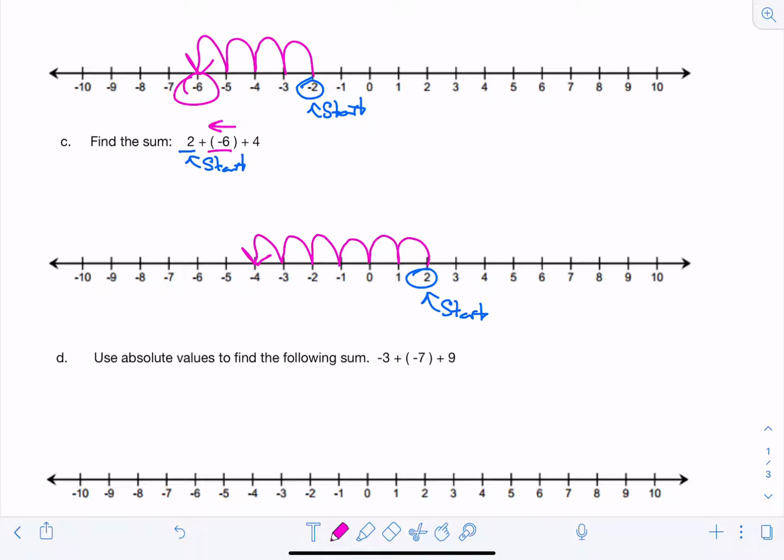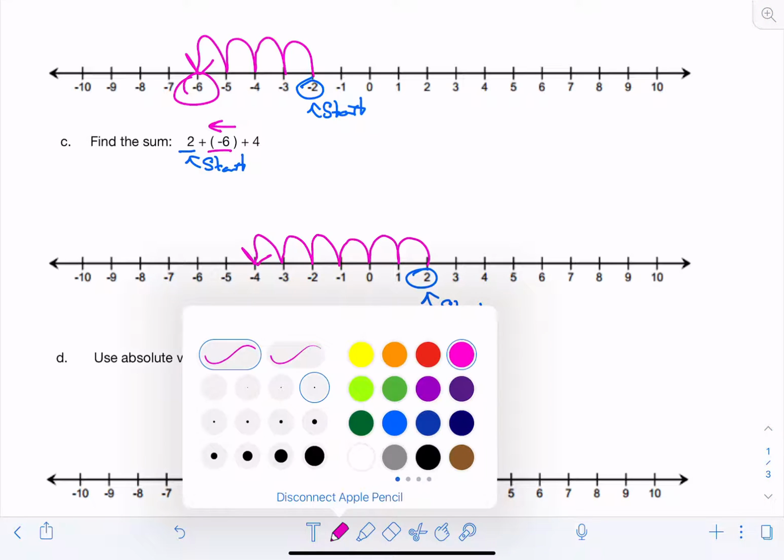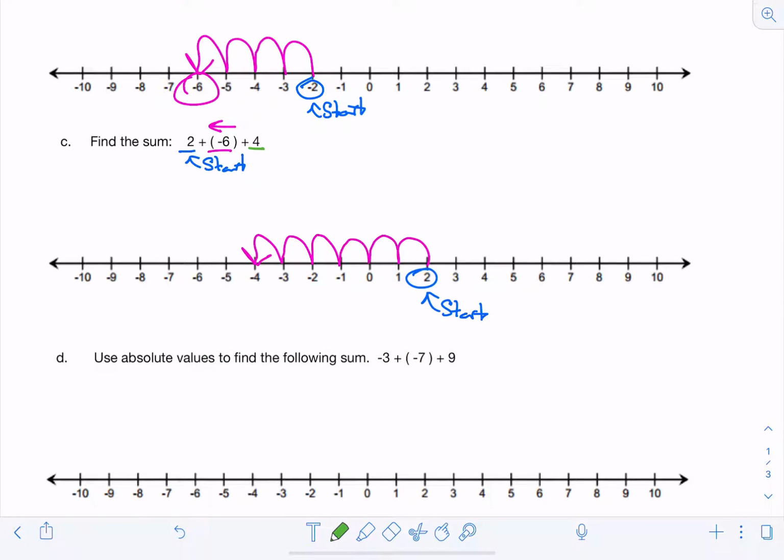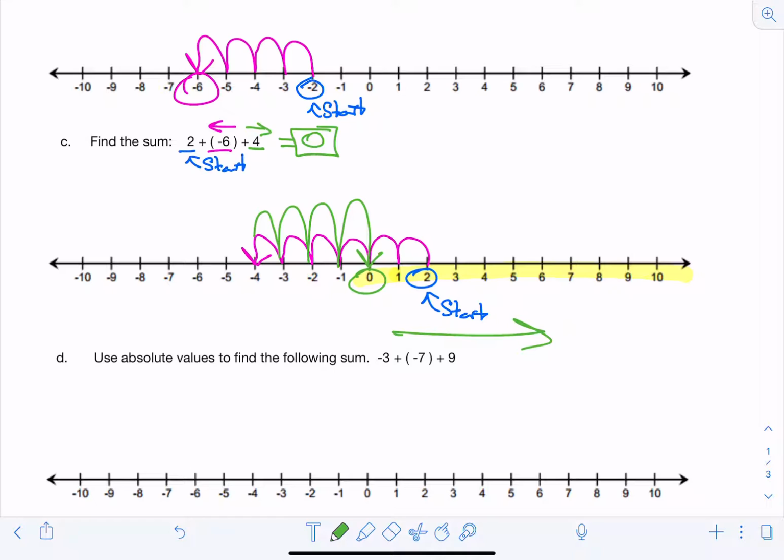Now the only difference is we're not done. We still have one more integer to go. So our last integer is a positive 4. And if you'll remember, the positives on the number line go towards the right. So for positive 4, we're going to go to the right 4 times. So start where we finished off and go right 4 times. So 1, 2, 3, 4. And we end up finishing on 0. So positive 2 plus negative 6 plus 4 equals 0. All right, let's try another one.